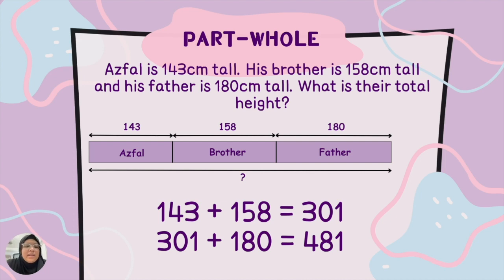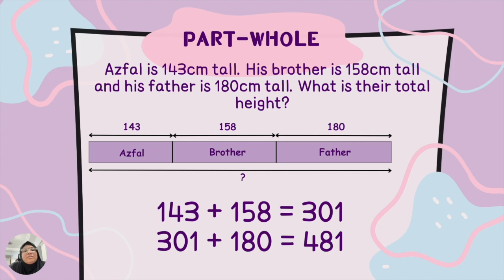Common questions that we sometimes receive are whether there's just one way to solve a word problem, or in this case, is there just one way to draw the model for a question? The answer is no. Depending on the question, there are actually more than one way you can draw your model. For example, in this question, Asphalt is 143 cm tall, his brother is 150 centimeters tall, and his father is 180 cm tall. What is their total height?